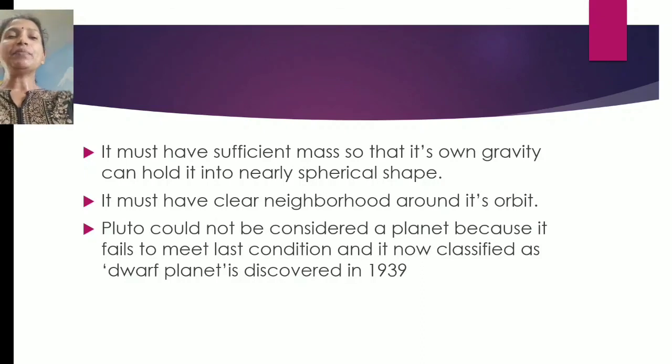Third, it must have a clear neighborhood around its orbit. Pluto could not be considered a planet because it fails to meet the last condition, and it is now classified as a dwarf planet. Dwarf is also called bauna in Hindi. It was discovered in 1939. This condition of clearing the neighborhood around its orbit is not fulfilled by Pluto. That's why we call it a dwarf planet.